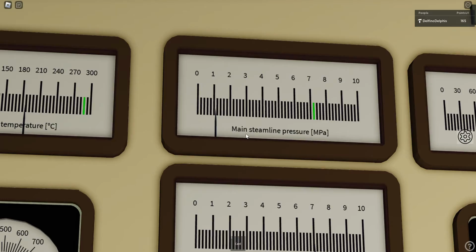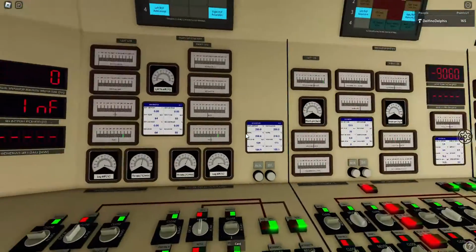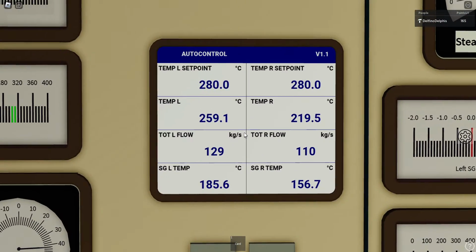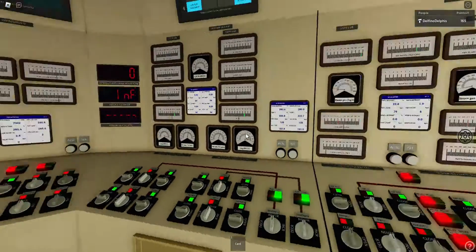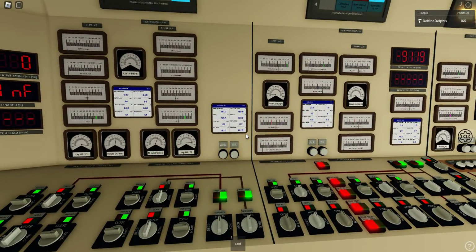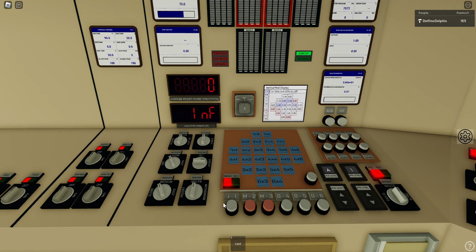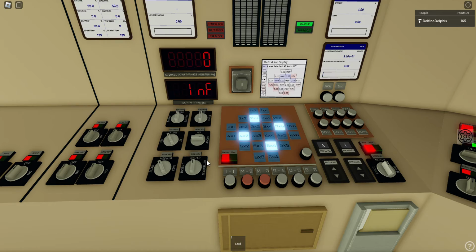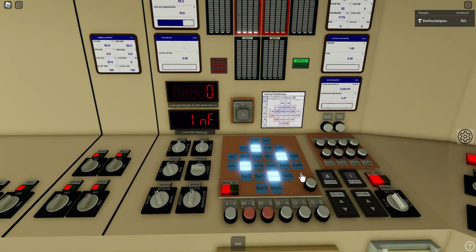So the primary is pressurizing slowly, the secondary is pressurizing slowly, the primary is heating up. Once we are over 250 and 230 in the right leg, we can start up the reactor. So it's just a moment until we can do it. Because if you try to pull the rods now, you will have a temperature block. It won't allow you to start up the reactor yet.